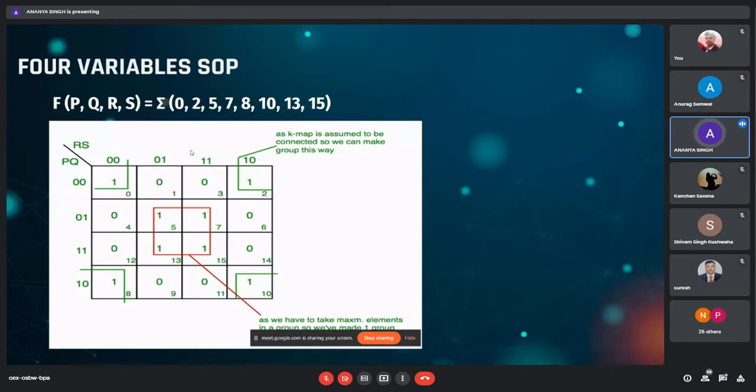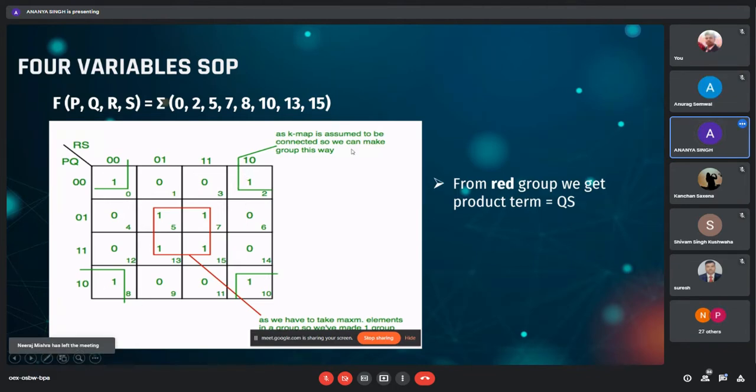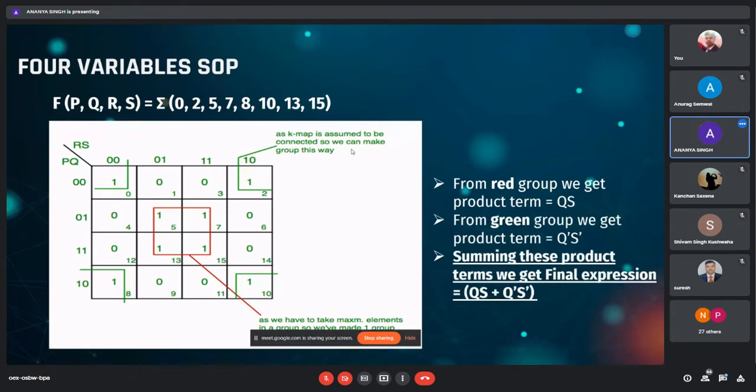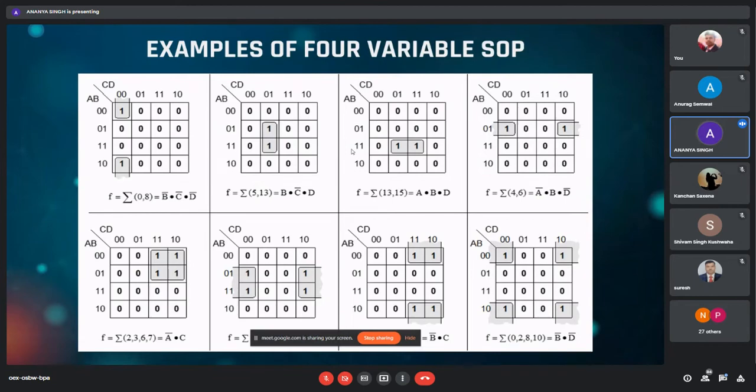In this slide, it's a 4 variable K-map of SOP. It's represented in an array of 16 cells. From the red group, we get a product term as QS. It's basically a quad. The red group is a quad, and all these green groups are also a quad. They are covered by using rolling of the map. From the green group, we get the product term Q dash S dash, and summing these product terms, we get the final expression as QS plus Q dash S dash. And now in this slide, I've shown some more examples of 4 variable SOP.